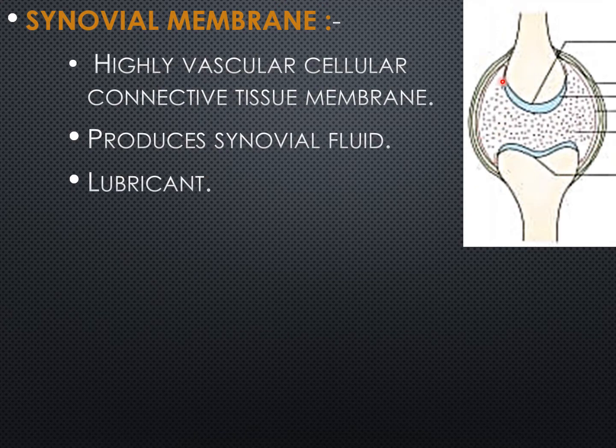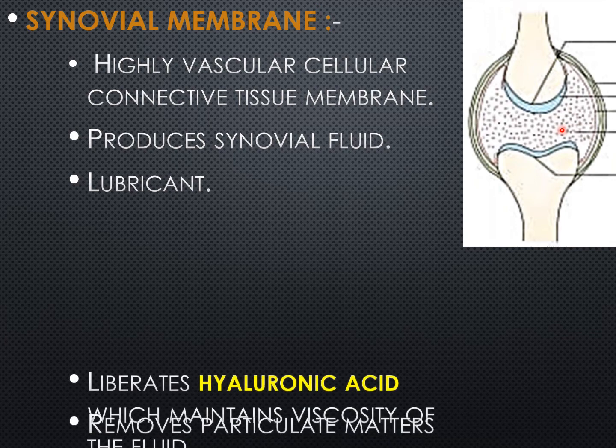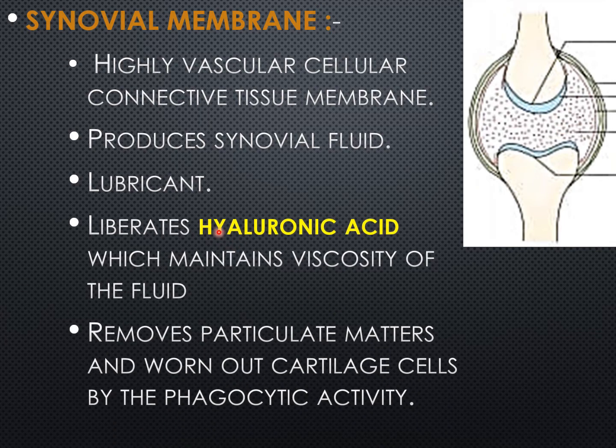What is the function of the synovial membrane? It produces the synovial fluid, which fills the cavity within the joint capsule. Why do we need the synovial fluid? It acts as a lubricant to facilitate the movements of the joint. The synovial membrane in particular liberates hyaluronic acid. This hyaluronic acid in the synovial fluid maintains the viscosity of the synovial fluid. So a function of the synovial membrane is to liberate the hyaluronic acid.